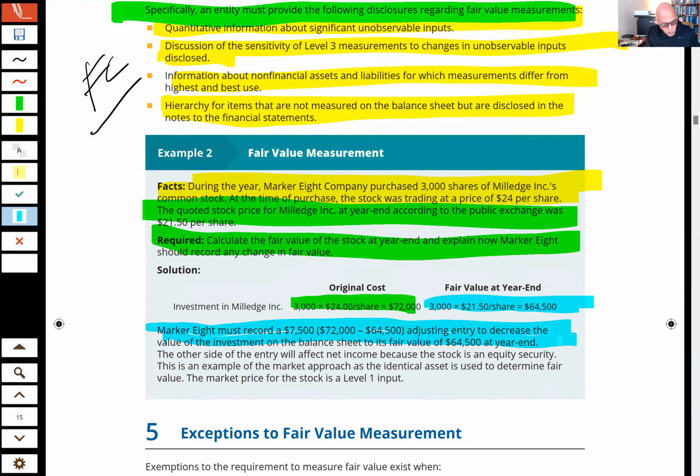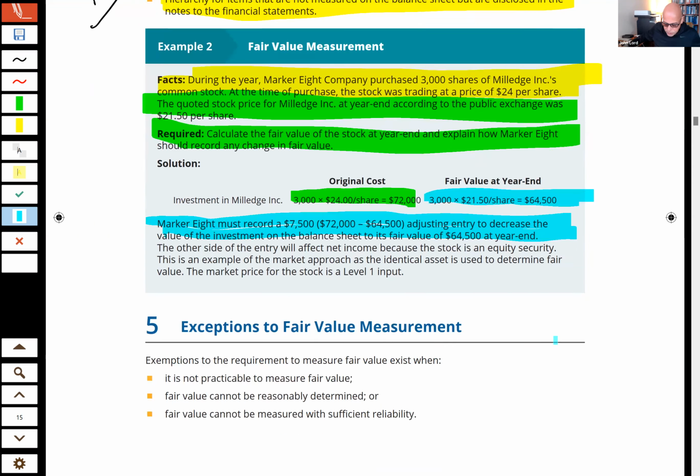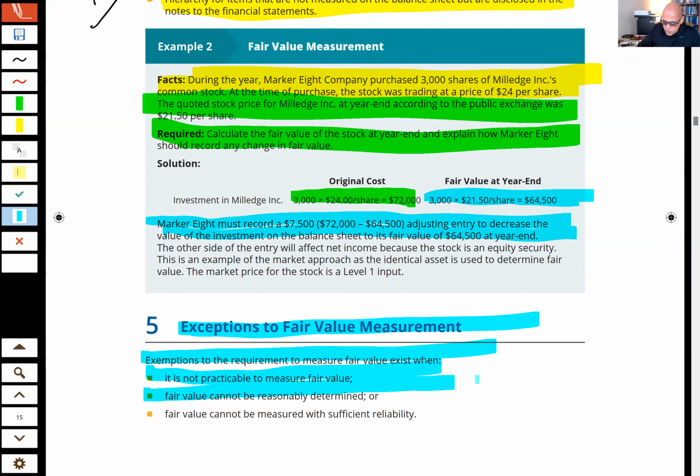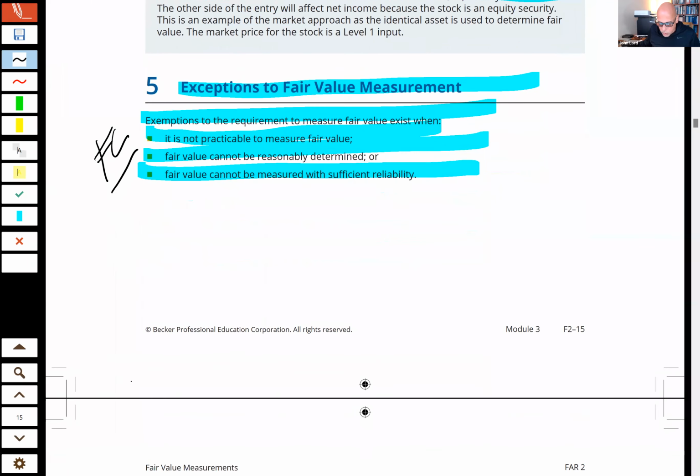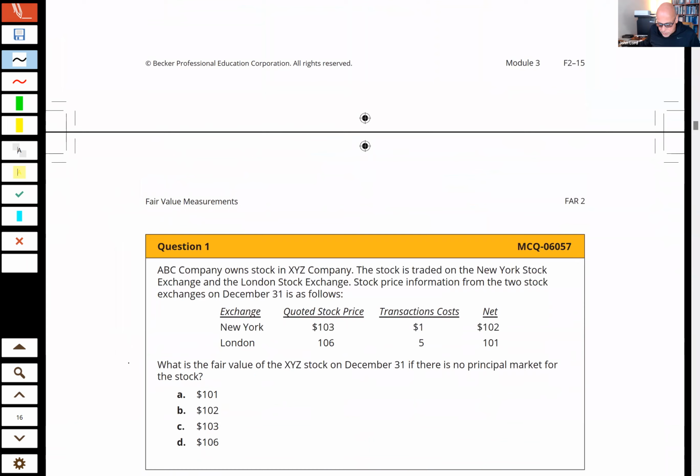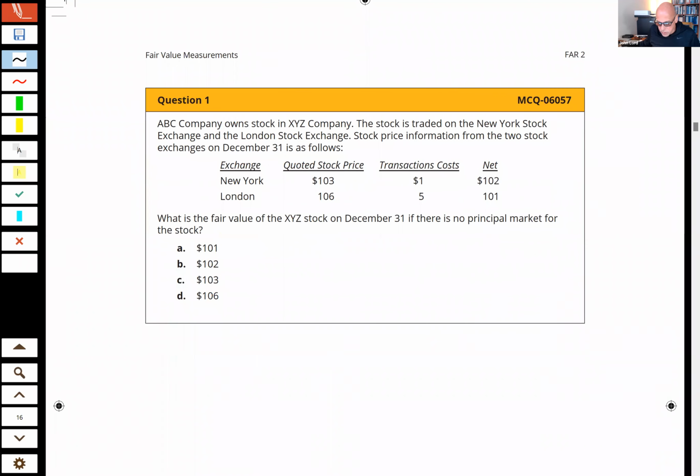Okay, good. There are some exceptions for fair value. Okay, when you wouldn't have to use it, if it's not practical, fair value cannot be determined or fair value cannot be measured with sufficient reliability. Go ahead and flashcard the exceptions. I can see maybe saying under what circumstances would you not use fair value measurement, and that would be a good flashcard for that. Okay, good. With all that, let's go ahead and take a look at our first multiple choice question for the evening.